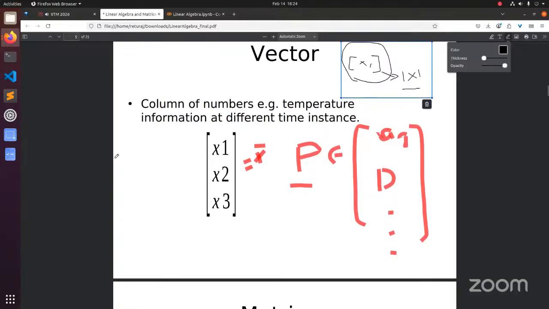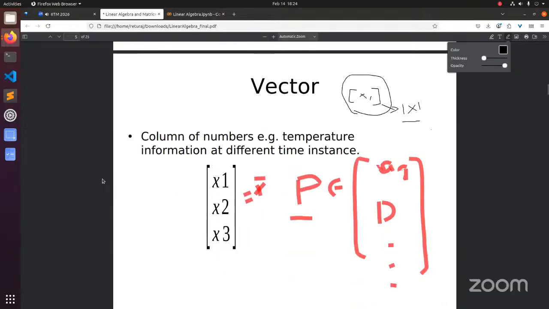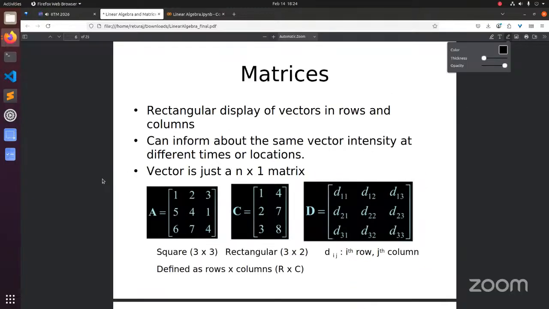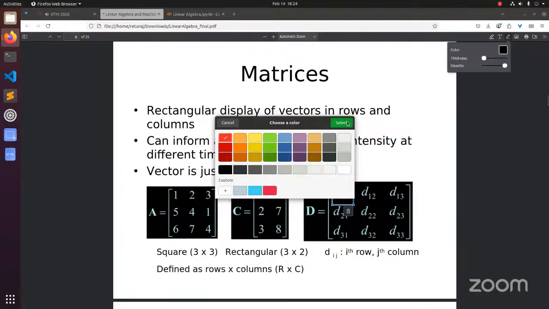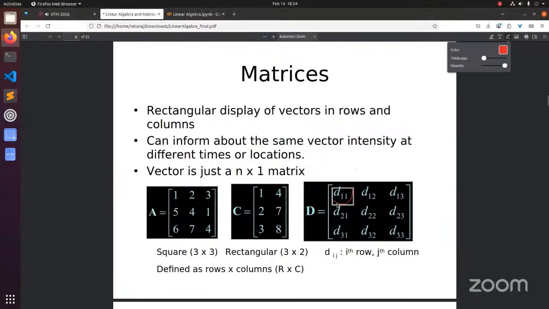Okay. So let's now move on. So we have this matrix, and D is a matrix. We call each of these elements, so we have this D11, D12. It simply means that this is the element number D11. So Dij means the ith row and jth column. Okay. So ith row and jth column.